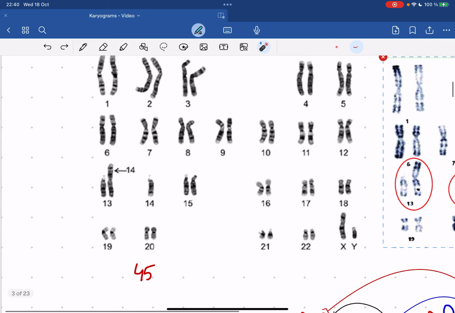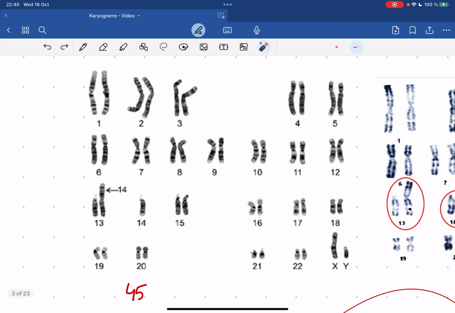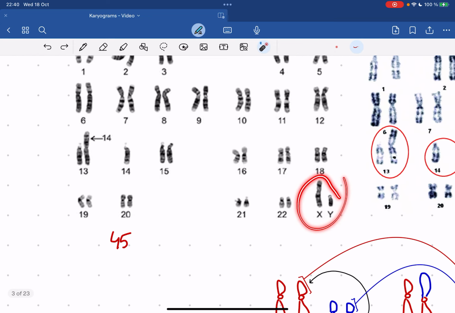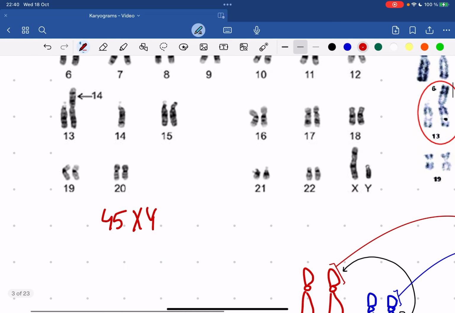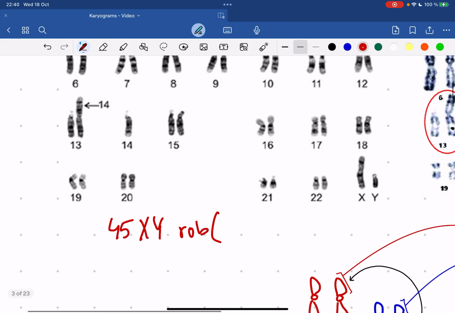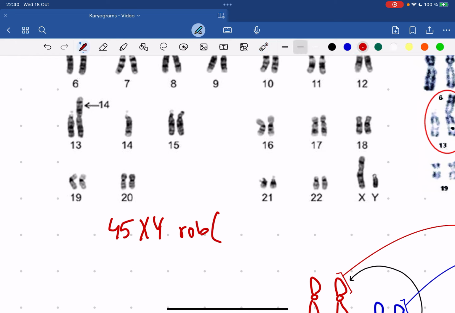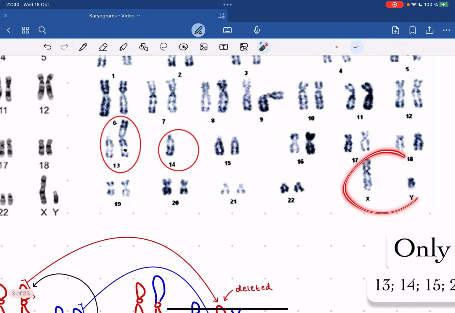You can count it if you want to, but it's enough to know that all of these chromosomes have a pair except for this one that has one single. So it would be 46 minus 1, and that's 45. Now, what are the sex chromosomes here? It's X and Y, so we write it down. And then for Robertsonian, you write rob before the parentheses because we're robbing a chromosome, right? And then the parentheses, and then the chromosomes that are affected in numerical order. So it would be 13, 13, comma, 14. And the same thing is for here. It even has the same X chromosome.